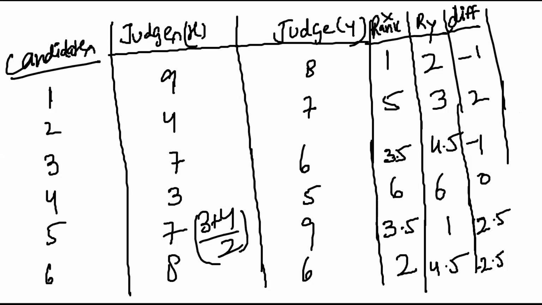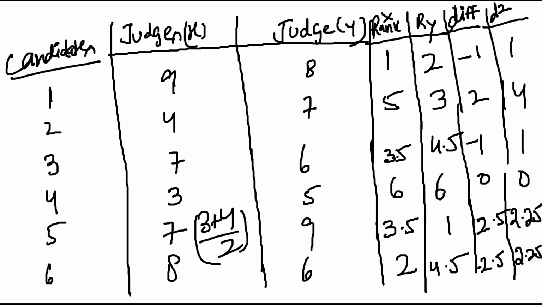So in the next column, what we will do is simply calculate d square, make a whole square of this difference: 1, 4, 1, 0. This would be your 2.25, and this is again 2.25, right? And then you add this sigma d square. You will calculate the sigma d square here, right? This is just the grand total of all the values.